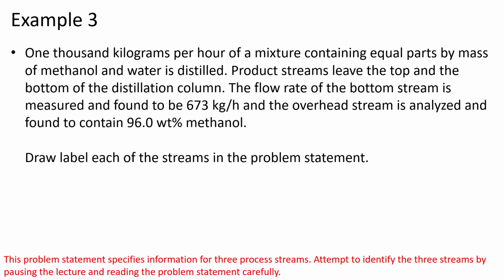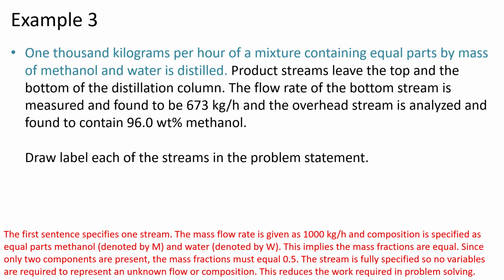This problem statement specifies information for 3 process streams. Attempt to identify the 3 streams by pausing the lecture and reading the problem statement carefully. The first sentence specifies 1 stream. The mass flow rate is given as 1,000 kilograms per hour, and composition is specified as equal parts methanol, denoted by M, and water, denoted by W.